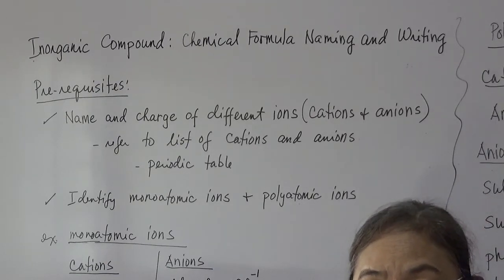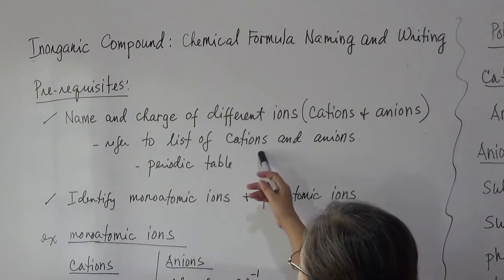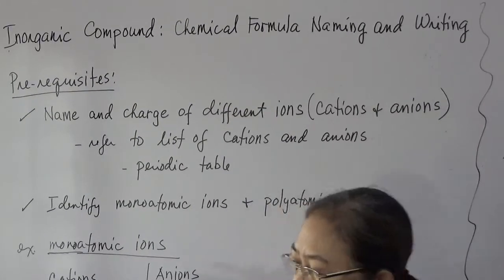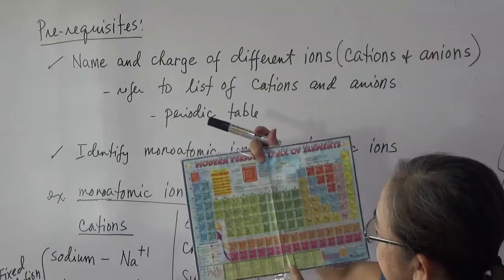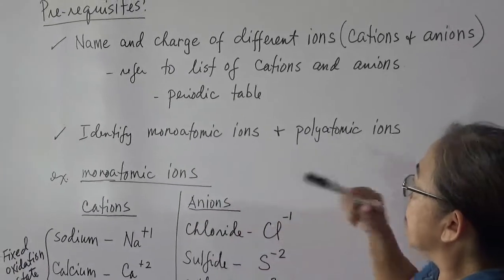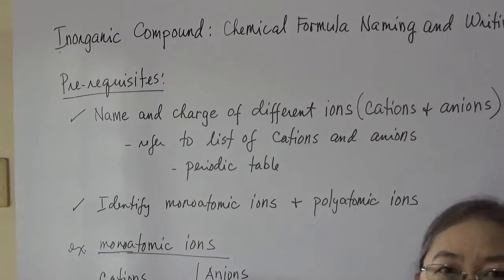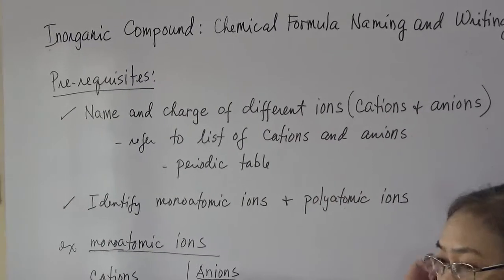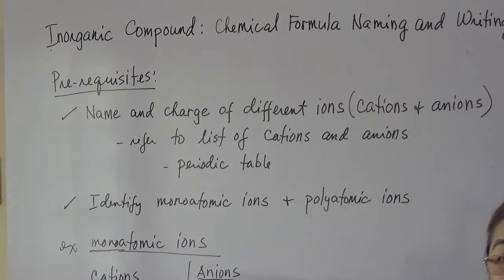Where can we find those? You're going to refer to your periodic table, or if you have the list of cations and anions, you can make use of your periodic table. In your periodic table, you have the list of cations and anions, either at the bottom or at the back of your periodic table. Now, in order for you to write and name correctly the different inorganic compounds, you must be able to familiarize yourself with the different charges and, of course, the symbols of the different ions.